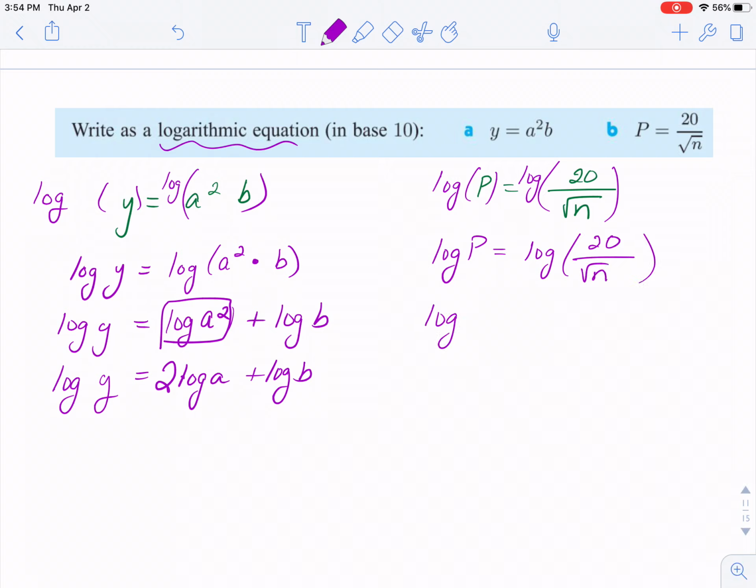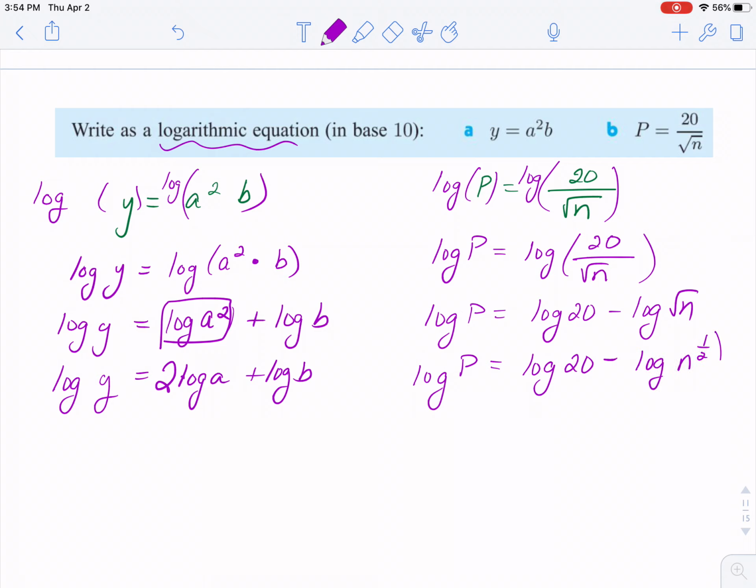Division means that I can change it into the subtraction of two logs. So the log of 20 minus the log of root n. I don't like that square root. I am going to change that radical into an exponential. Square root of n is n to the 1/2 power. We're going to pull that 1/2 out into the front. So we end up with log of 20 minus 1/2 log of n. Done.